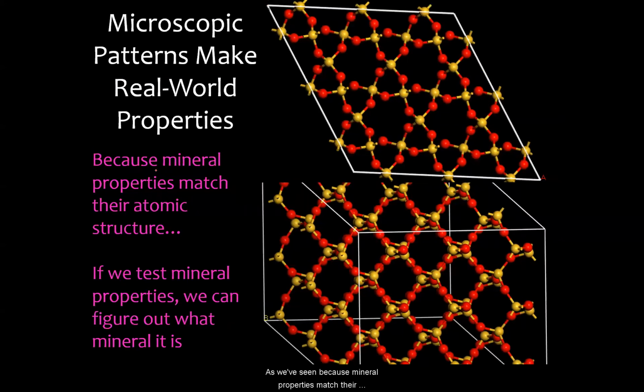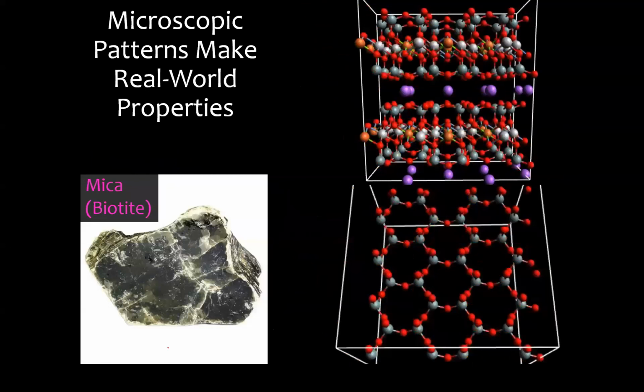As we've seen, because mineral properties match their atomic structure, that means that if we test the mineral properties, we can figure out what mineral it is based on how those properties match up to a list of known properties, depending on the microscopic structure of each mineral. And so we're going to learn a little bit about how to do that, at least over time in this course. I'll show you one more example of a mineral that we're going to get familiar with.